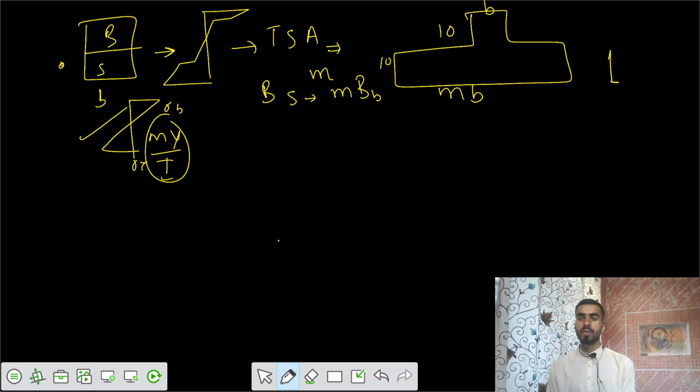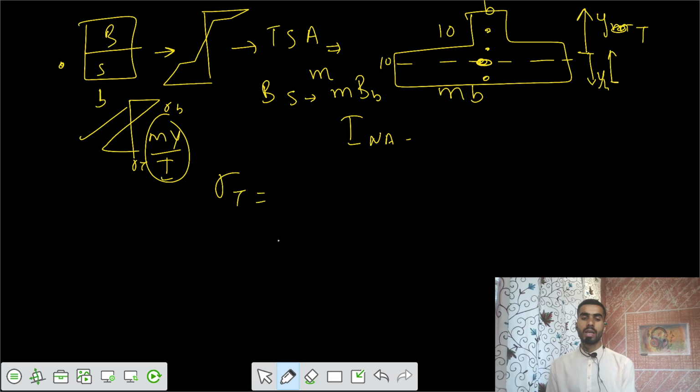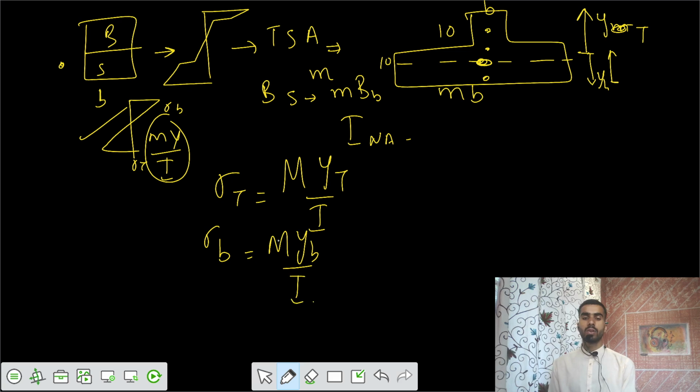Then you calculate the neutral axis. The neutral axis was somewhere here. Then you calculate the moment of inertia about the centroidal axis, I neutral axis. You got a neutral axis. Then we say what is the value of y at the top, y top, and y bottom. So you wrote the equation for stresses at the top in the transformed section, where that was M y top by I, and similarly sigma bottom equals M y bottom by I. So you got the stresses.